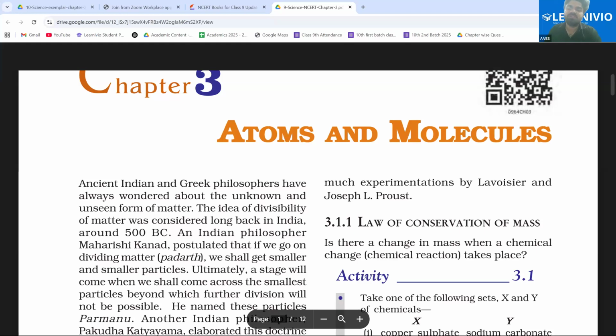Please check in your copy whether we have written the valency chart or not. Yes or no? Have we learned how to write the chemical formula of a compound? Yes. So we have written the valency of zincate, phosphate, everyone. Okay, so let's try some questions.